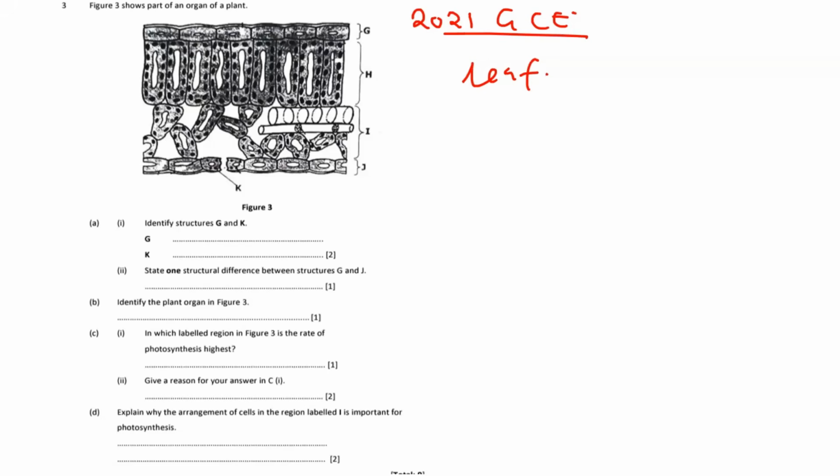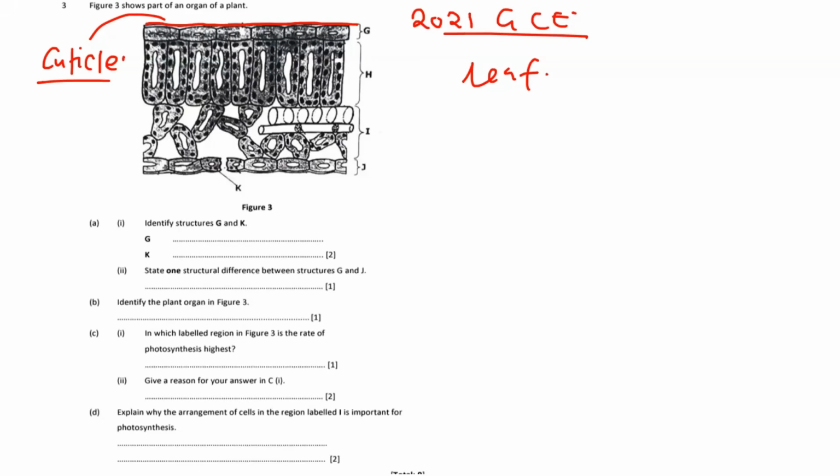Then what are the questions? A, Roman numeral 1, identify the structures G and K. It is very important to look at it carefully, because there's another structure here, the thin layer on top. I would label it the cuticle. It has a function. One of the functions is to prevent excessive loss of water from the leaf. And it is shiny. One thing to know.